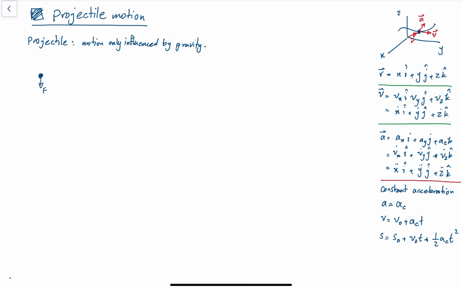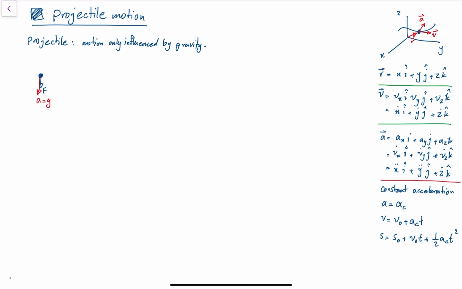This force creates an acceleration downward, A, which we know in close distances, close heights to the surface of Earth, is relatively constant. It is the gravitational acceleration of the Earth. We use the letter G. And that one remains relatively constant, at least with our engineering practice, we can assume it is constant.